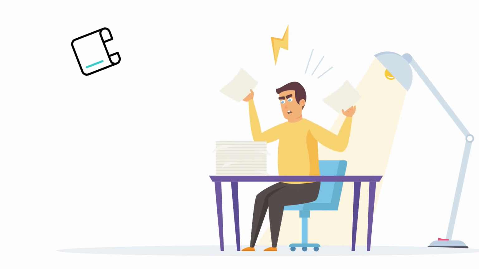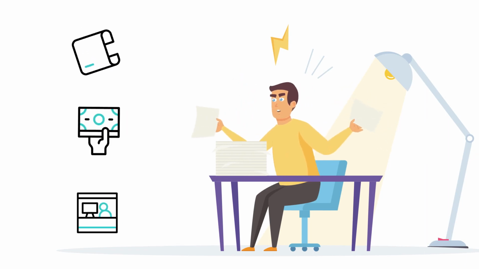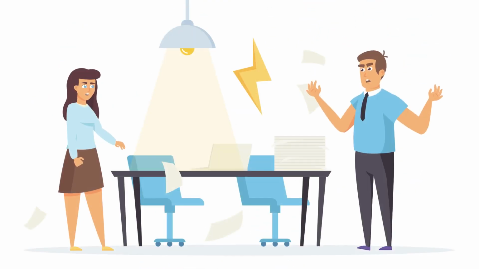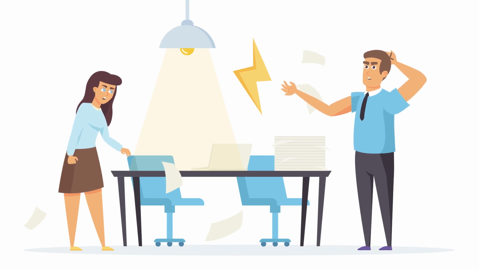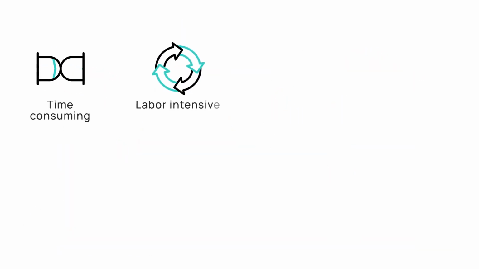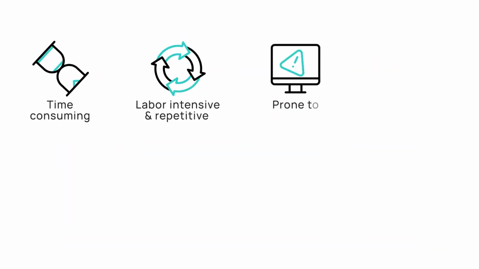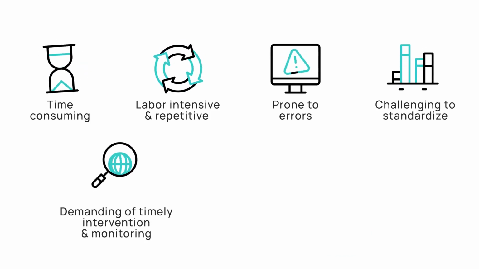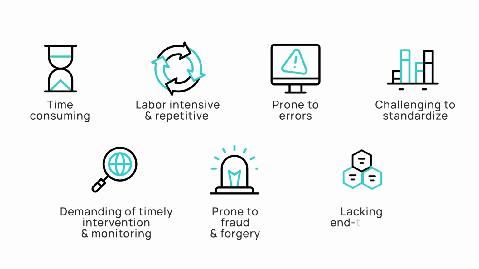You're dealing with lost invoices, overlapping payments, and angry vendors, all while your accounts payable is booming. You may want to evaluate your manual invoice processing system. This system of processing invoices with human intervention is often time-consuming, labor-intensive and repetitive, prone to errors, challenging to standardize, demanding of timely intervention and monitoring, prone to fraud and forgery, lacking end-to-end visibility.